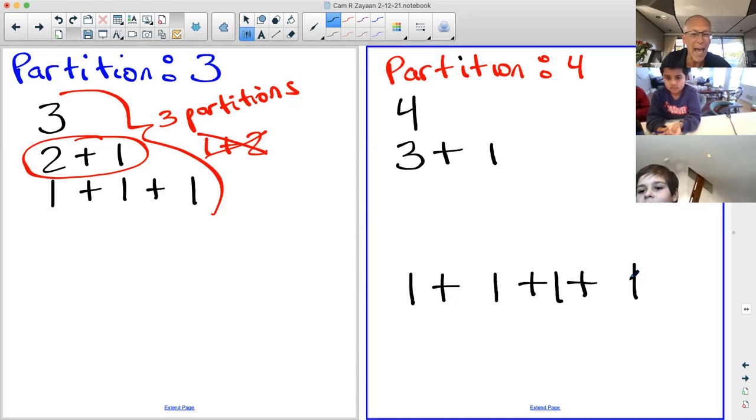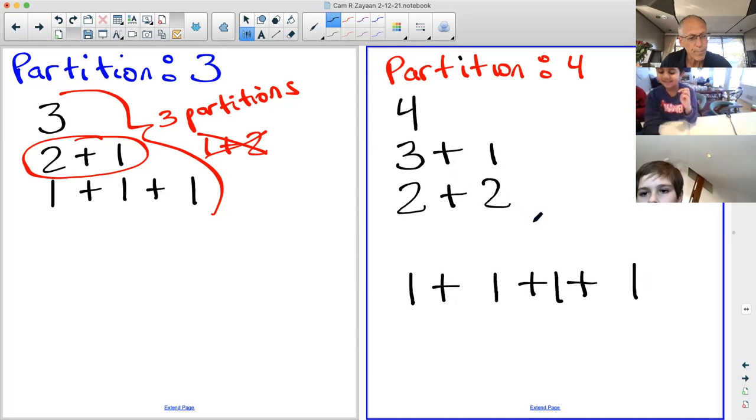So, Zayaan, can you fill in the blanks with the 2 partitions that Cam missed? 2 and 2. You mean 2 plus 2, good. Yeah, 2 plus 2. But I don't know the other one. But since Cam said 1 plus 1 plus 1 plus 1 plus 1, it could be that would work actually. Because if I times, I think I got it.